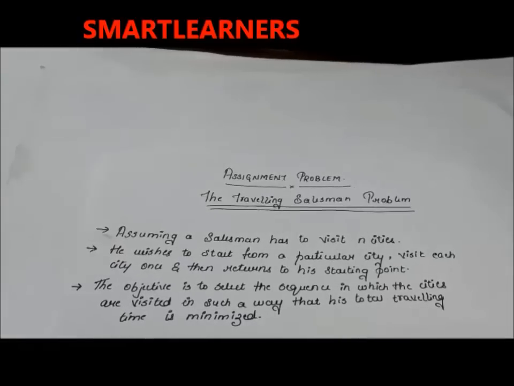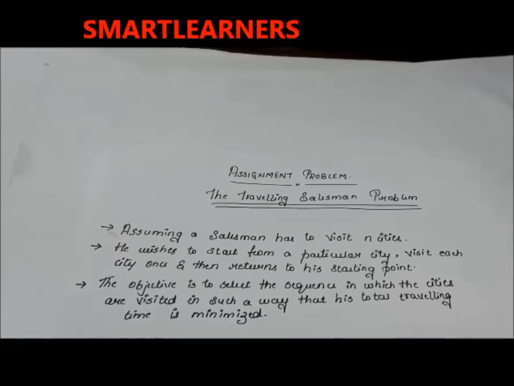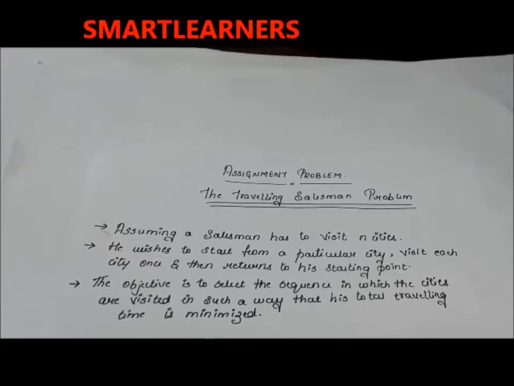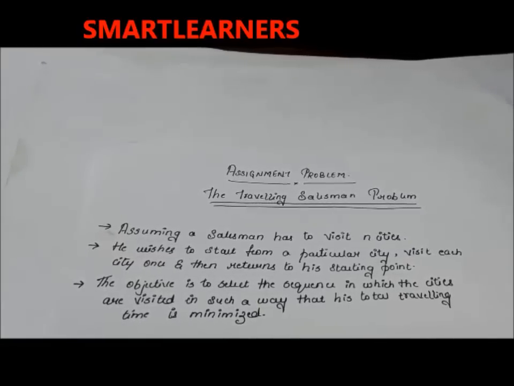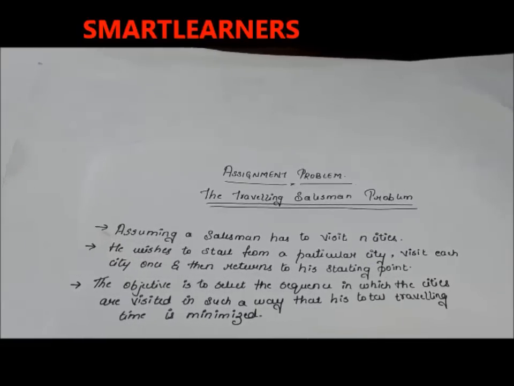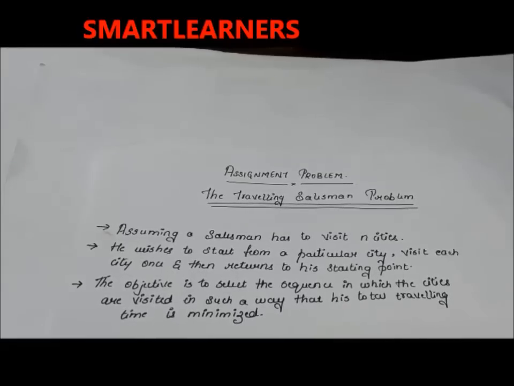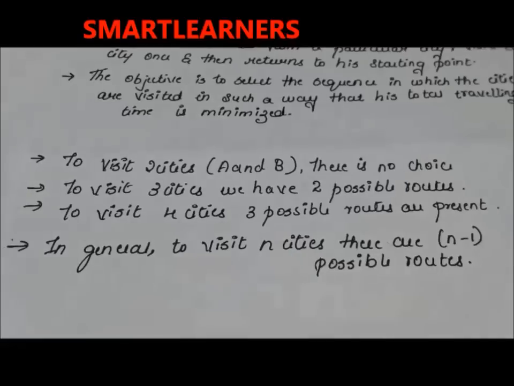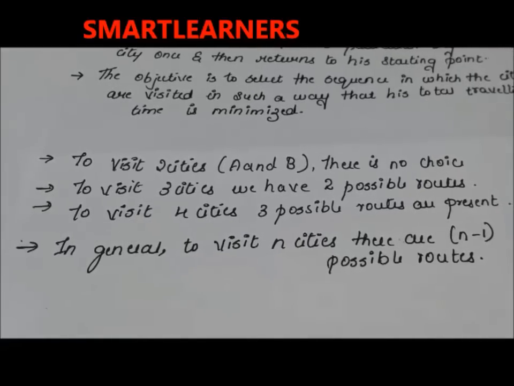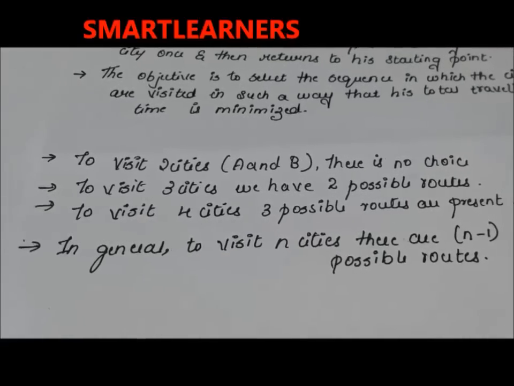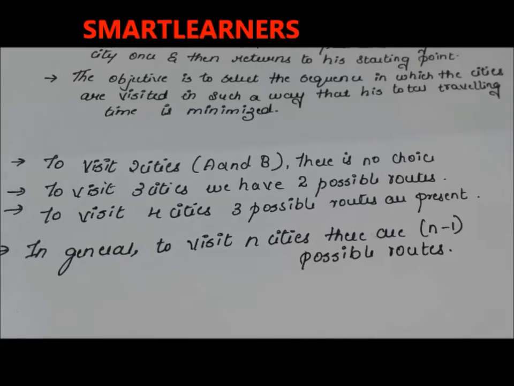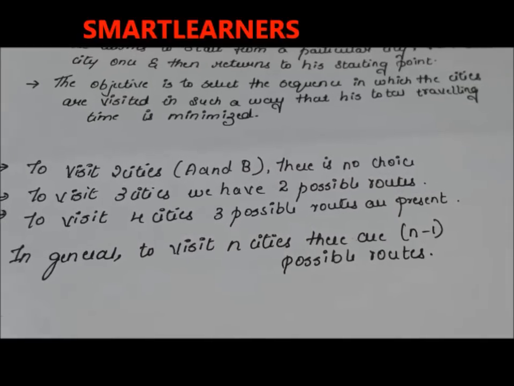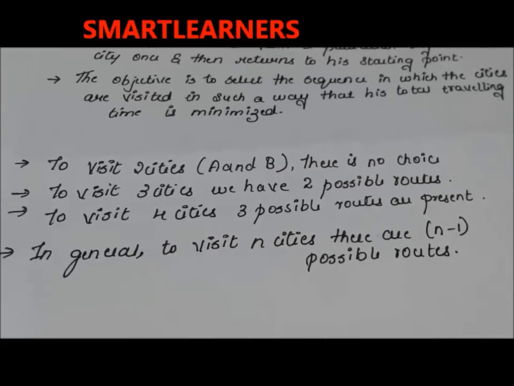The traveling salesman problem. Assuming a salesman has to visit n cities, he wishes to start from a particular city, visit each city once and then return to his starting point. The objective is to select the sequence in which the cities are visited in such a way that the total traveling time is minimized. Here, to visit two cities, that is A and B, there is no choice. To visit three cities, we have two possible routes. To visit 4 cities, 3 possible routes are present. So in general, to visit n cities, there are n minus 1 possible routes.